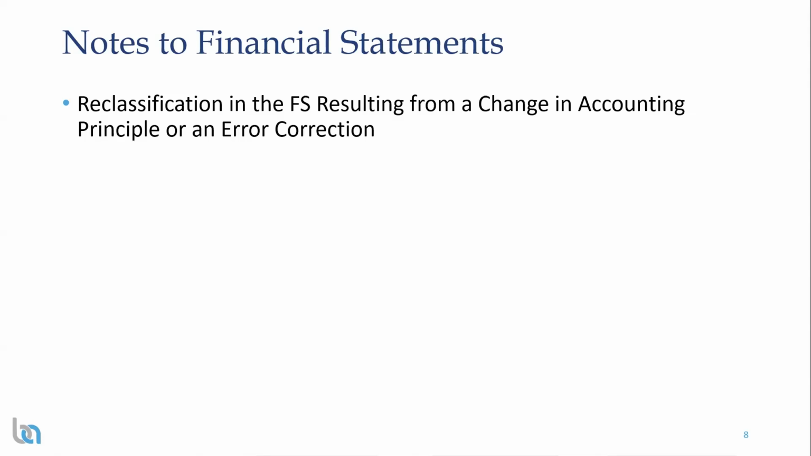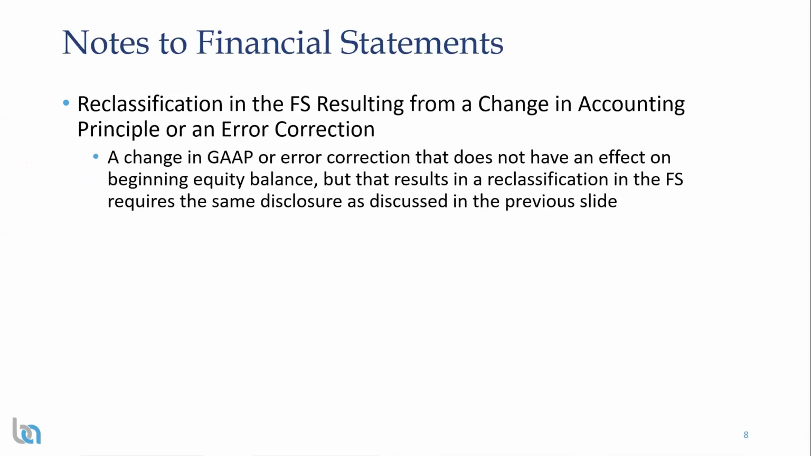So the rules are, it's still a restatement. You still have to provide all the disclosures that are needed, not just because it has a zero impact on fund balance or on equity. That does not mean it is not subject to GASB 100. So a change in GAAP or error correction that does not have an effect on beginning equity balance, but that results in reclassifications in the financial statements, requires the same disclosure as you previously discussed.